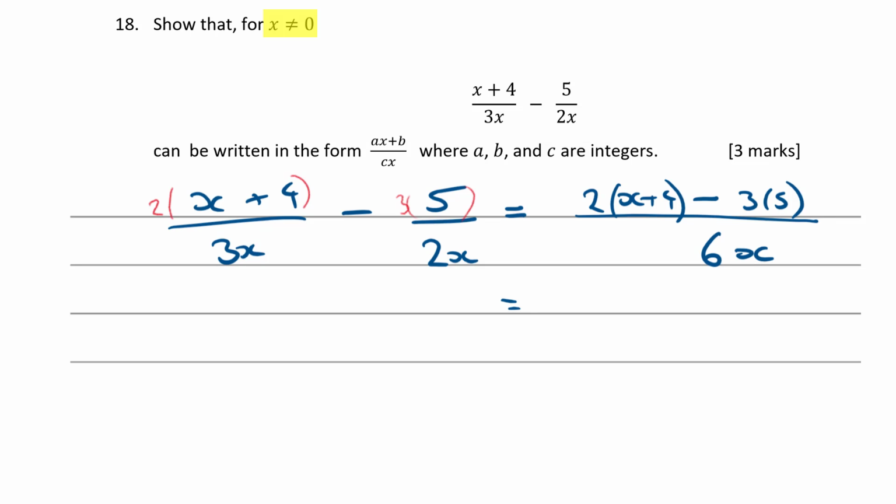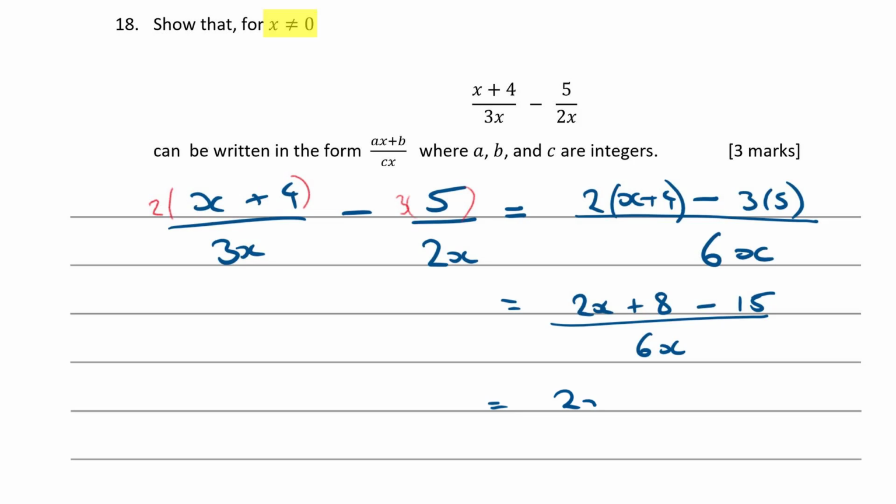Multiplying out the brackets on the top, 2x plus 2 lots of x plus 4 is 2x plus 8. Don't forget to multiply the 4 by 2. Minus 15 all over 6x. So that's going to be 2x. 8 take away 15 is minus 7, isn't it? So there we go, 2x minus 7 over 6x. So that is of the form ax plus b over cx, where a is 2, b is minus 7, and c is 6. So that is all fine.